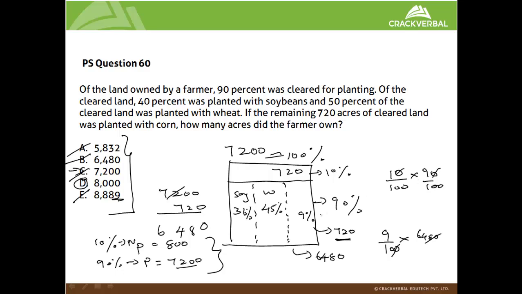10% of 90% is the 9%, right? So the 9% is 720, they are saying. So that means 90% has to be 7,200. In other words, if 90% is 7,200, if we divide both sides by 10, we will get 9% as 720, which matches our condition. So answer has to be D, 8,000.